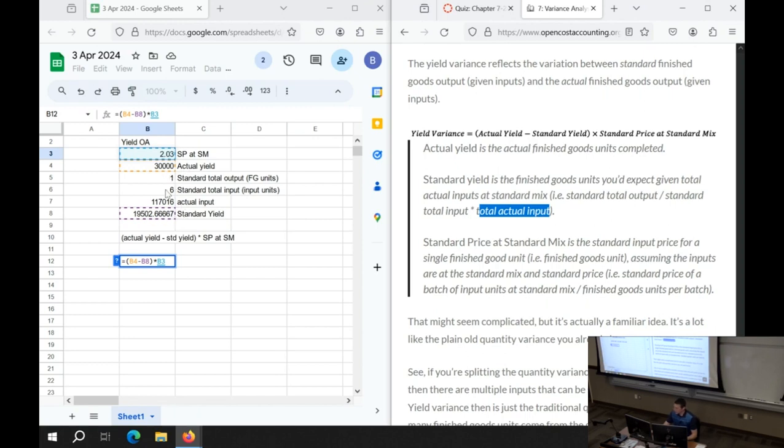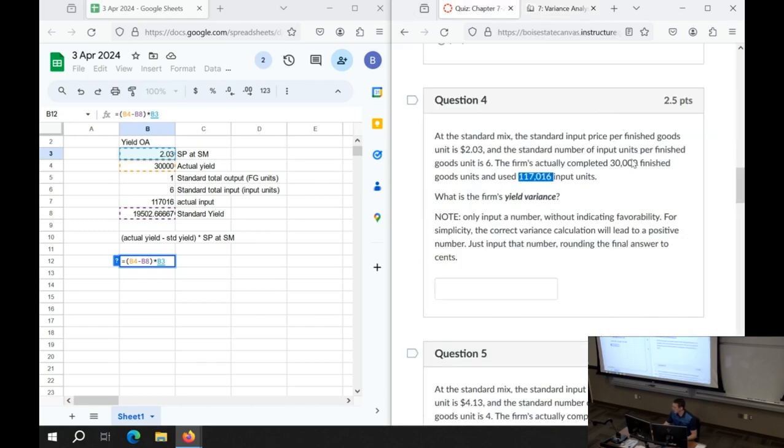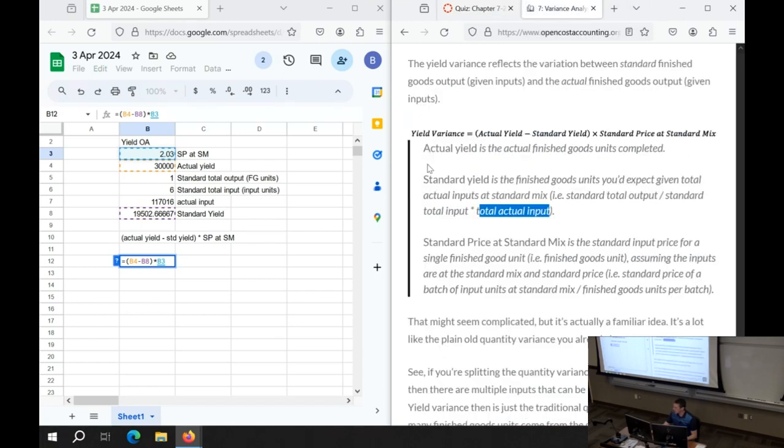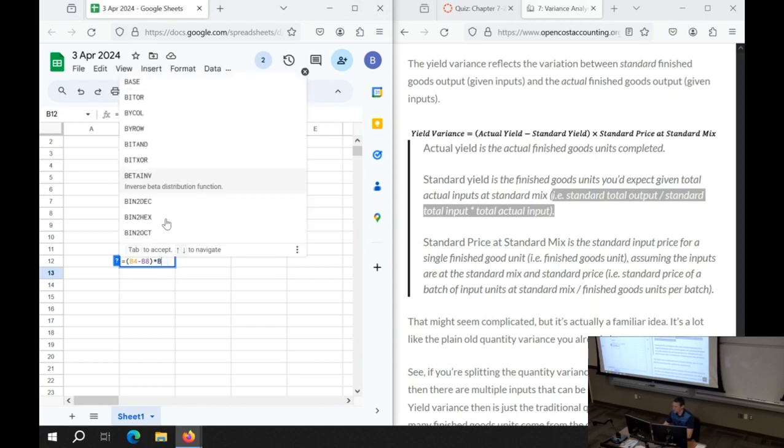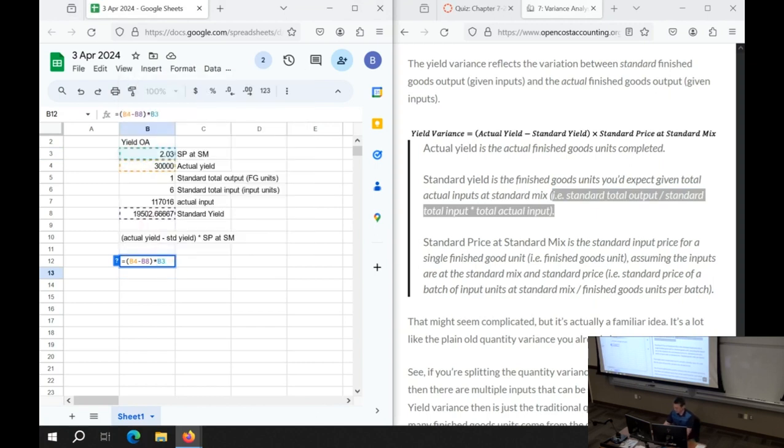We had to take these 3 numbers, or I implied the 1. I gave you the 6 written out in the question, and I gave you the actual input. The 1 is implied in this expression right here. And when we multiply those together or divide them together as given here, we get our standard yield, which now we have, all multiplied by the standard price at standard mix, which I gave you at the very beginning of the problem. Nope, now I messed it up. Times, must be 3. Okay, so that should be our yield variance.